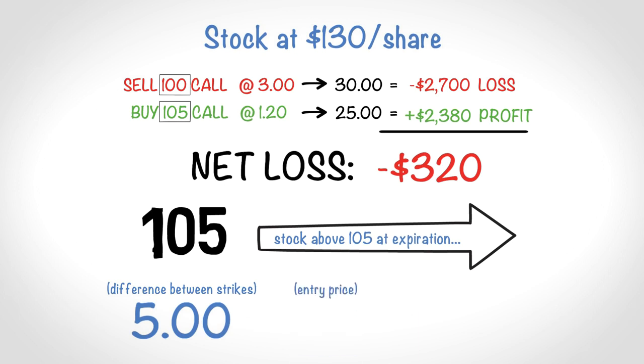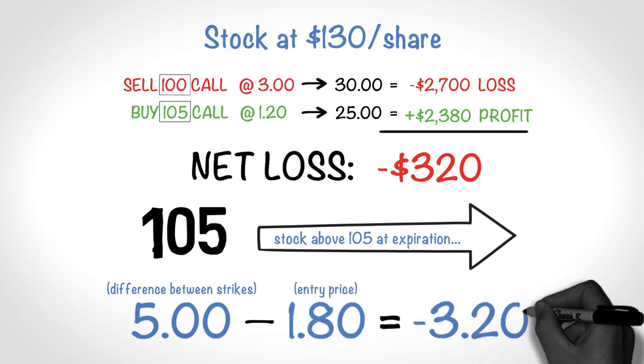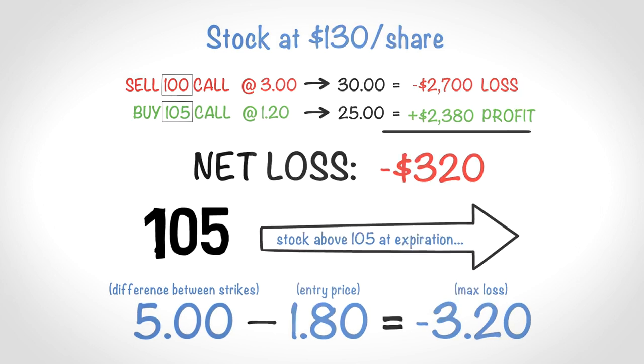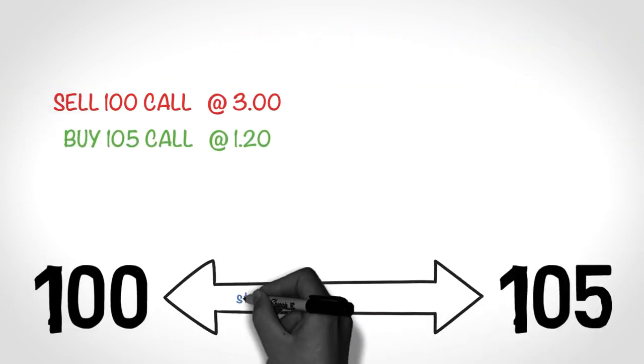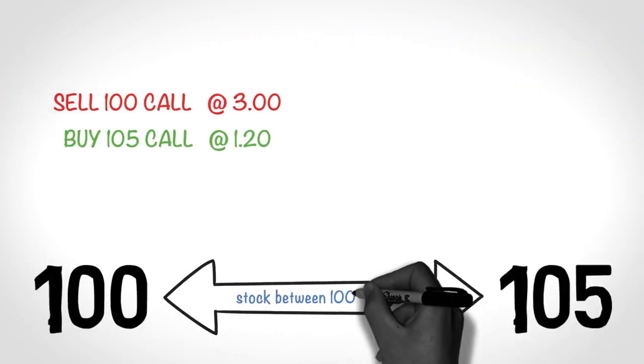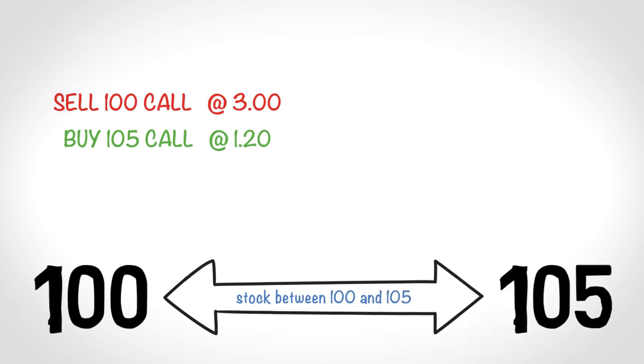If we sell the spread at 180 and close it at 5, then we lost $320. Okay, so last scenario. What if the stock ends up between our short and long strikes of 100 and 105?